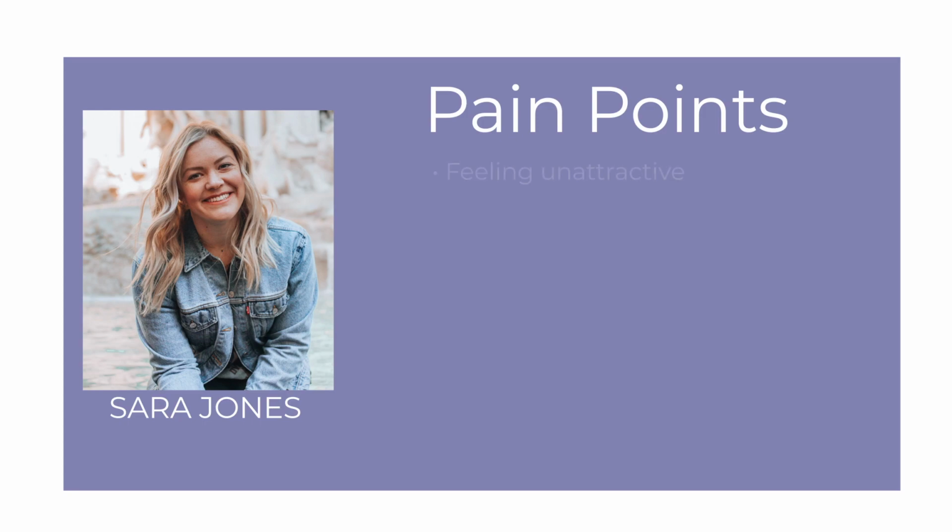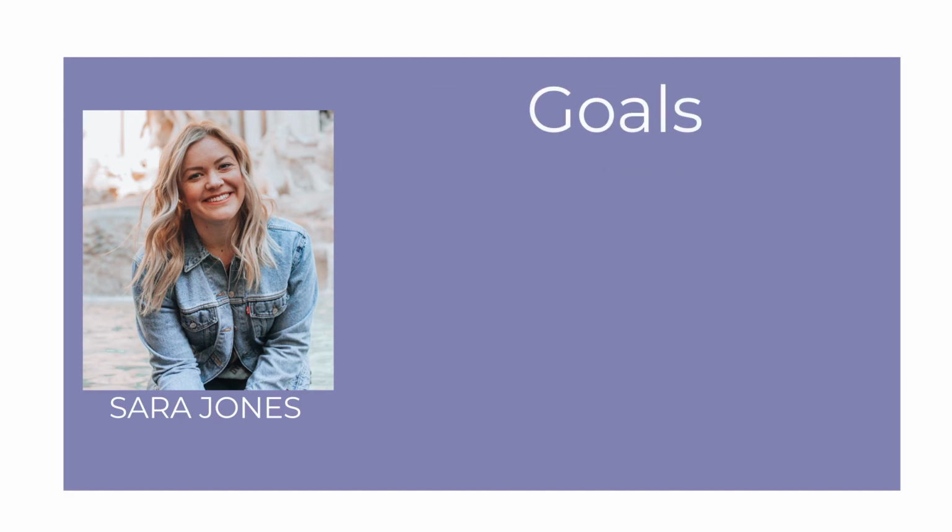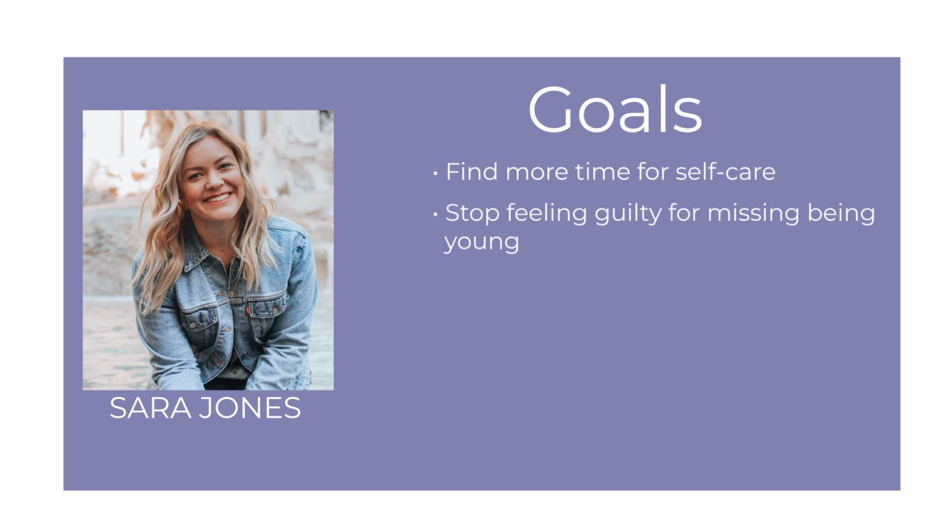Sarah fears feeling unattractive. So she tends to feel unattractive. She has a fear of becoming overwhelmed with work and teaching and children and being a wife. And she also has a fear of getting older. All right, her goals. What are Sarah's goals? She wants to find more time for self-care. She wants to stop feeling guilty for missing the life she had before kids. She wants to feel attractive in her own skin, and she wants to live more ethically. So her goals are really aligned well with her values.